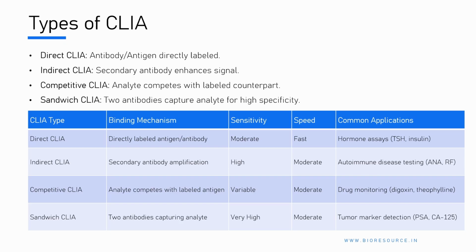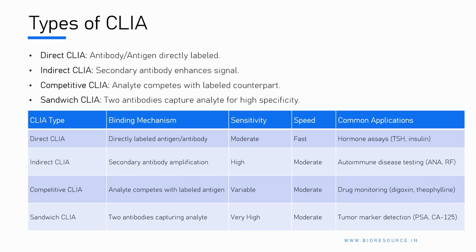Coming to the indirect CLIA, a secondary antibody labeled with the chemiluminescent marker is used to detect the primary antibody bound to the analyte. So the advantage is that the signal gets amplified, which increases the sensitivity. Higher signal intensity due to multiple secondary antibody binding sites is one of the key advantages, along with increased sensitivity compared to the direct CLIA. But the problem is that it requires additional incubation and washing steps that increase the assay time. Examples include autoimmune disease diagnostics such as detecting anti-nuclear antibodies in lupus testing.